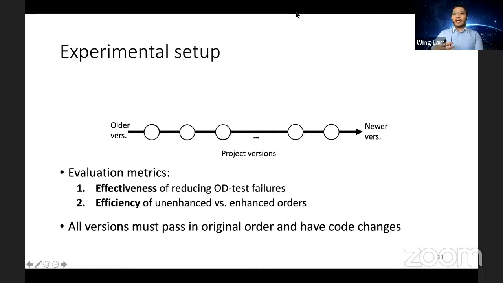In terms of test selection and test parallelization, we may actually have to add tests to the test selection orders and to the test parallelization orders. And because of that, it can actually make those orders slower. So we want to look at, for the time that these unenhanced orders would have taken to run, how does that compare to the enhanced ones? All of the versions that we select for our subjects must pass in an original order, and they must have some code changes in them. And for each of the subjects that we talked about earlier, we select up to about 10 different project versions for them.